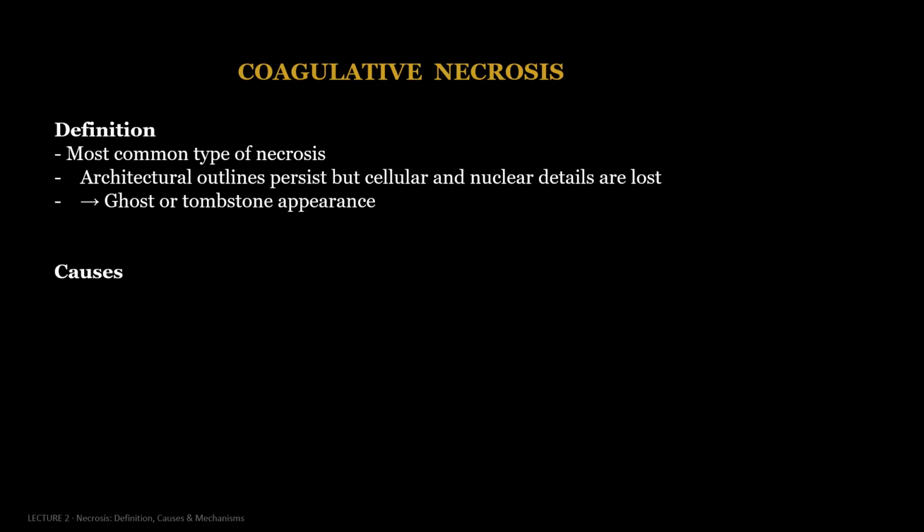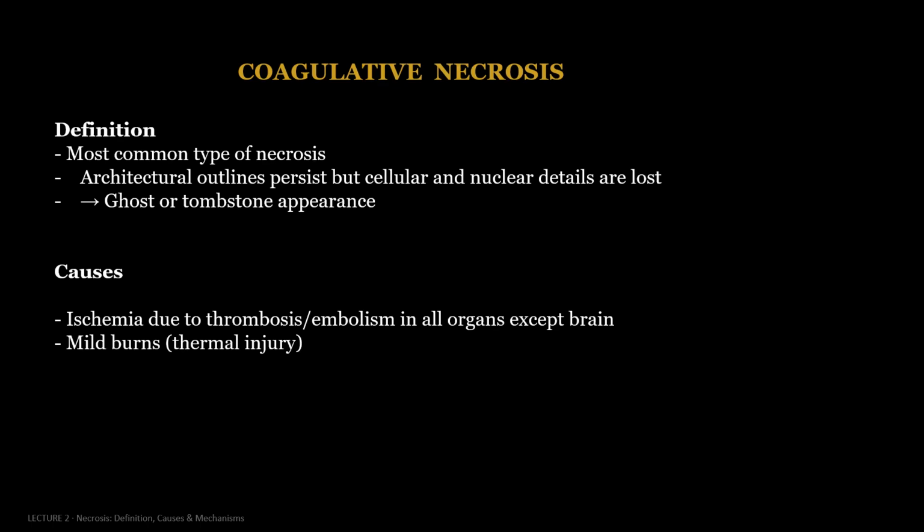Now let's talk about the causes of coagulative necrosis. One of the most common causes of coagulative necrosis is ischemia of organs. So ischemia of all organs leads to coagulative necrosis except the brain. This is very high yield. Ischemia of all organs leads to coagulative necrosis except the brain. Ischemia of the brain leads to liquefactive necrosis, which we are going to discuss later. Mild burns are also some of the causes of coagulative necrosis.